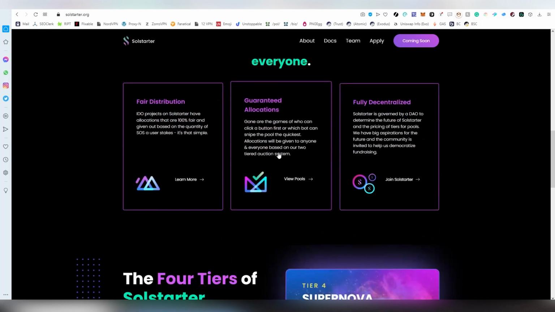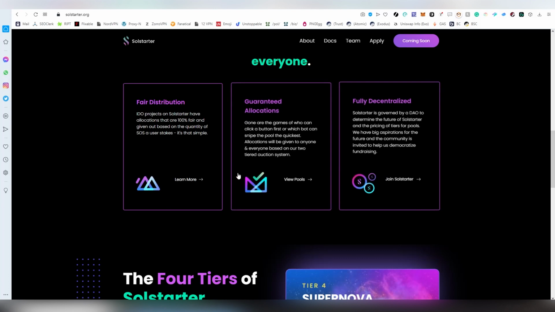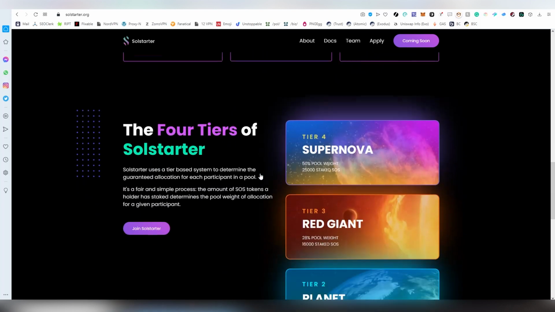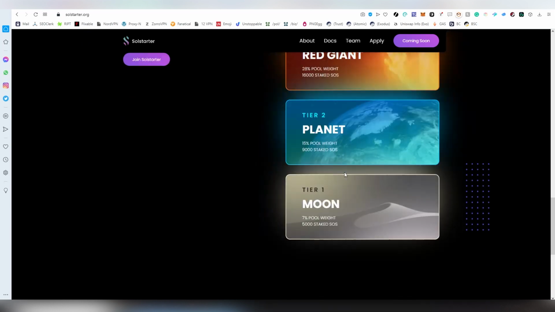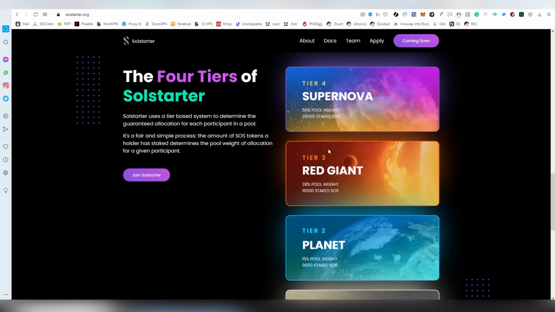So there's going to be pools through distribution, and you don't have to worry really about high fees. Solana is a very cheap blockchain to operate on, and the more SOS you hold, the more you will basically be getting. So it's a nice model which brings utility for the token.